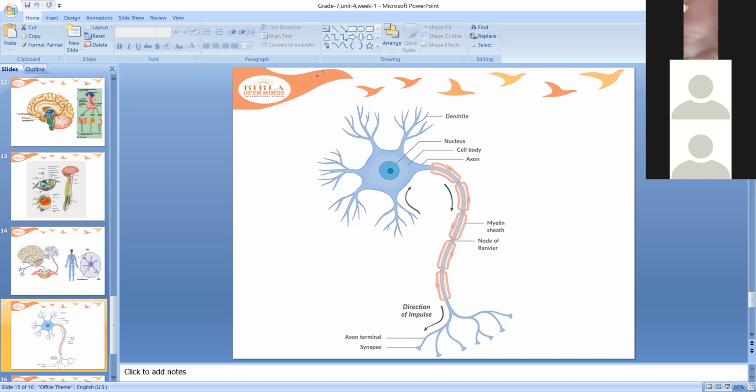And now talking about the mixed neurons. Mixed neurons carry the messages from one part of the central nervous system to another part. So internally it carries the messages from one part of the central nervous system to another part. So these are the mixed neurons. I haven't kept the picture here.